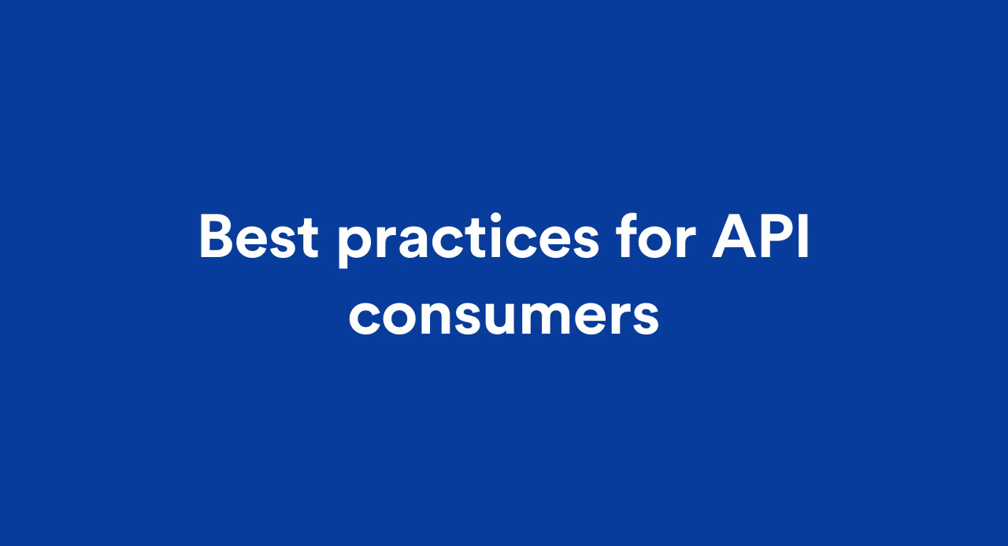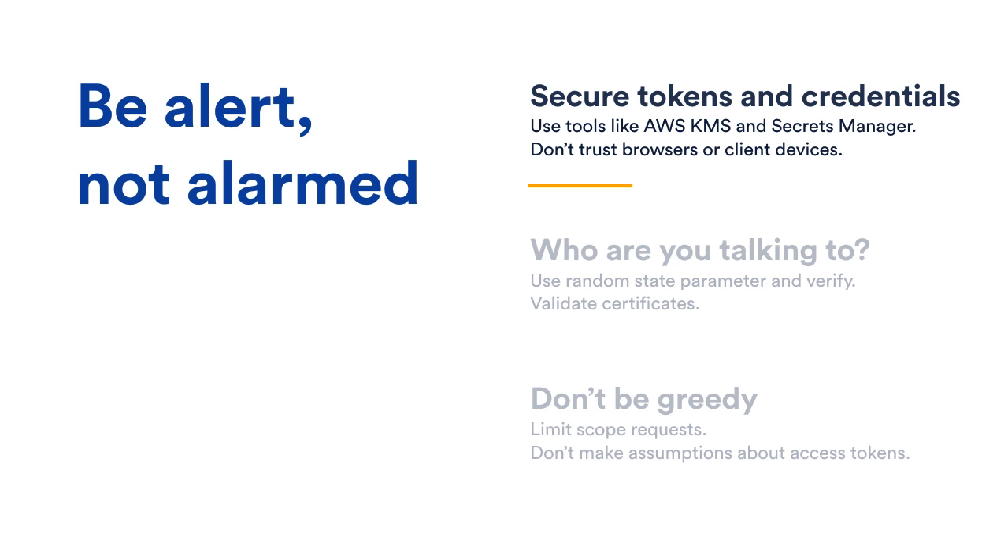Now let's jump into some best practices, like tips and tricks for API consumers. Firstly, let's talk about security. Part of API access, we deal a lot with tokens and credentials, right? Like client IDs and secrets. These are essentially like passwords, right? And so you have to secure them.